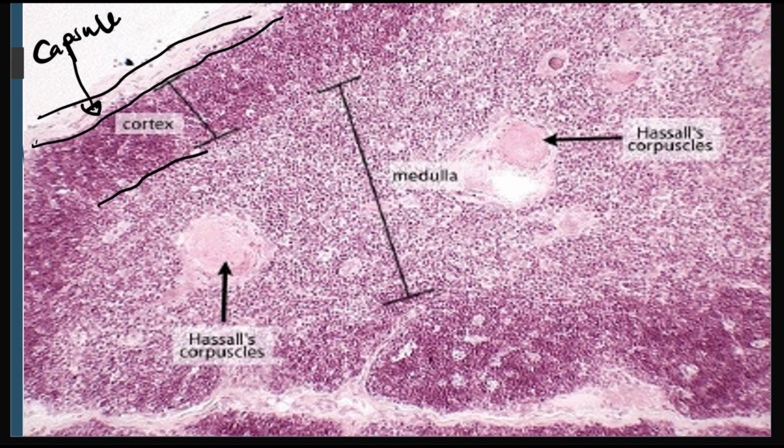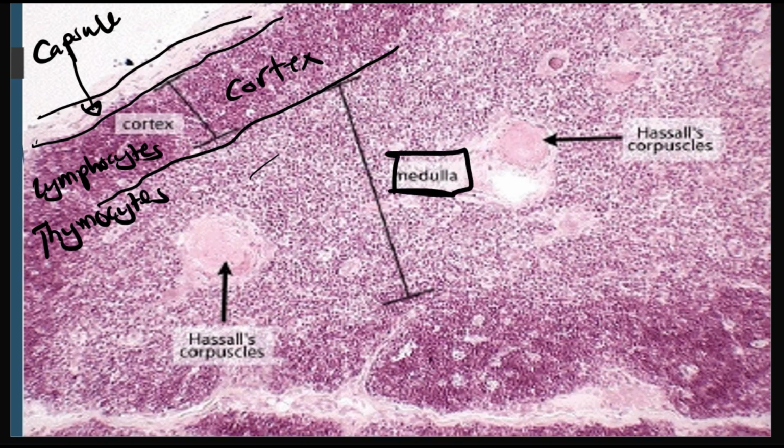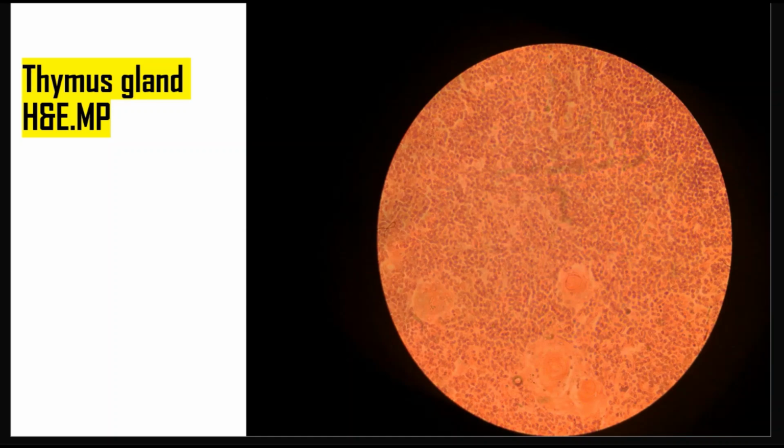And then this is the cortex. The cortex, we said, has got lymphocytes. These lymphocytes are called thymocytes. Now, this light part here is the medulla. As you can see, the medulla has got the Hassall's corpuscles. So use this diagram and draw it at high power. Label the cortex, the capsule, the medulla, and show the Hassall's corpuscles. All right. So that is just the thymus at medium power.